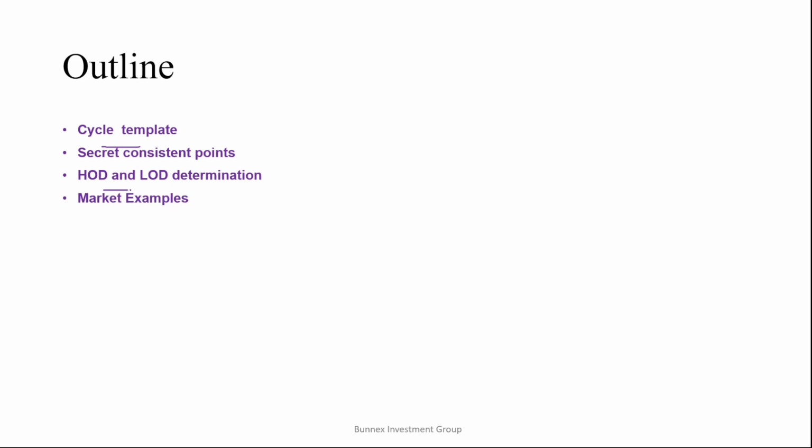Let's jump in. Basically we are going to talk about the cycle template, the secret consistent points, which is the secret to actually remove subjectivity within this particular cycle template. Then we are going to talk about determination of the high and the low of day. Then last but not least, we are going to have examples for us to fully comprehend everything that I would have said.